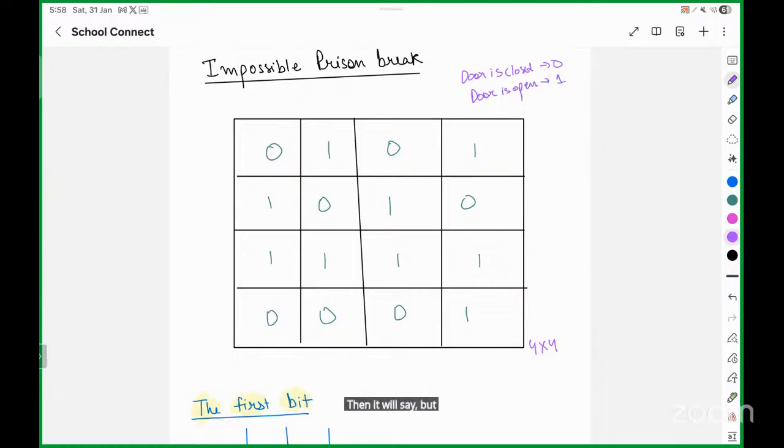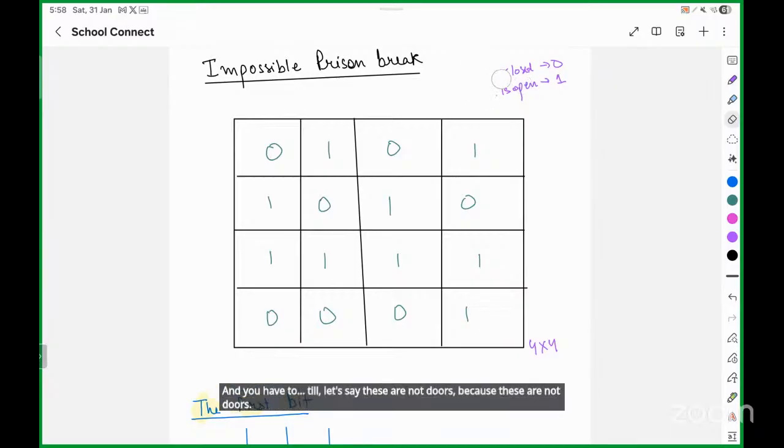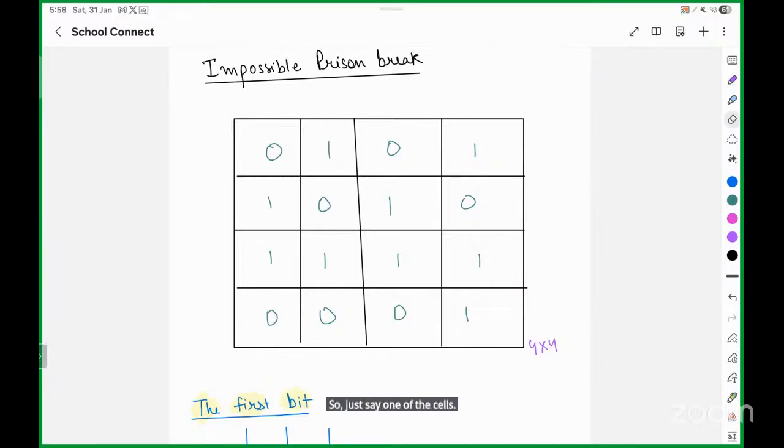And behind all these doors, you will hide. So there are two prisoners. Prisoner 1 will come, and then you as a jailer will hide the key behind one of the doors. Let's say these are not doors, so just say one of the cells or one of the boxes you have behind.